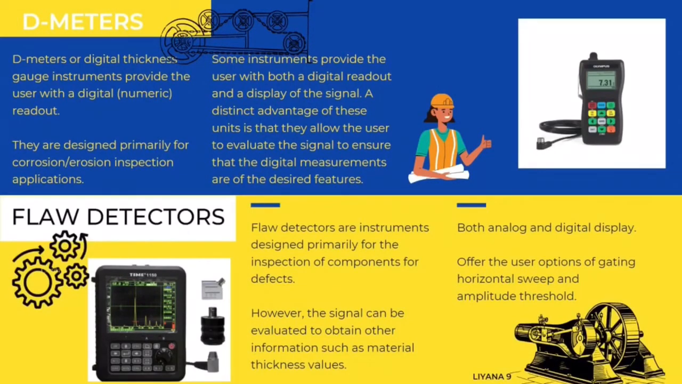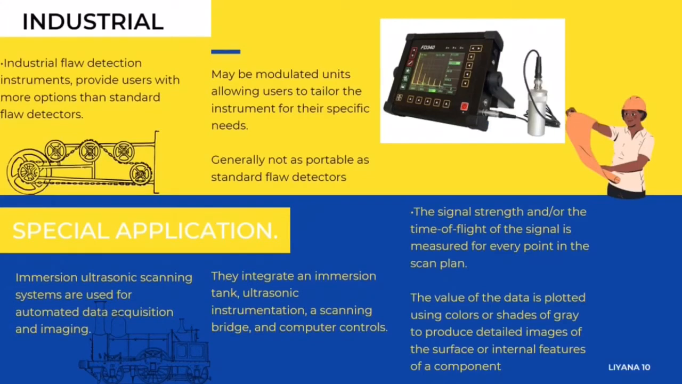They should also offer the user gain, horizontal sweep, and alarm threshold. Industrial flaw detection instruments provide the user with more options than standard flaw detectors, which are modularly designed and allow the user to tailor the instrument for their specific needs. Special application: immersion ultrasonic scanning systems are used for automated data acquisition and imaging. They integrate an immersion tank, ultrasonic instrumentation, a scanning bridge, and a computer control.